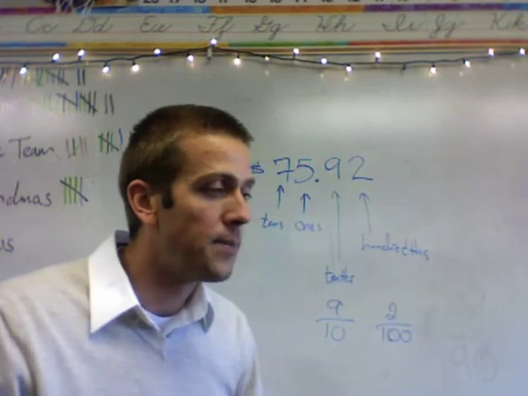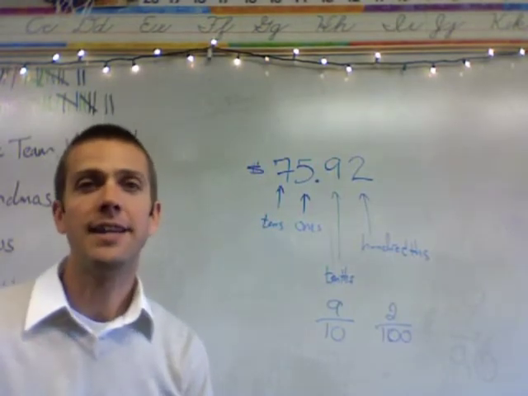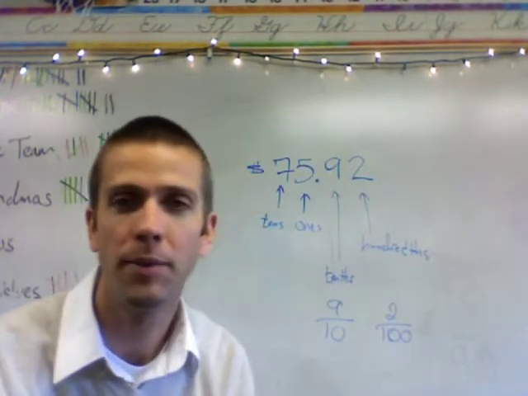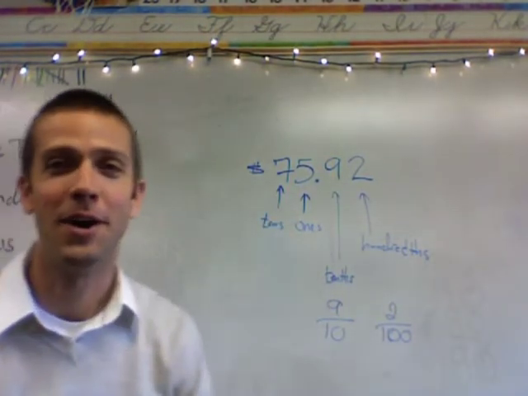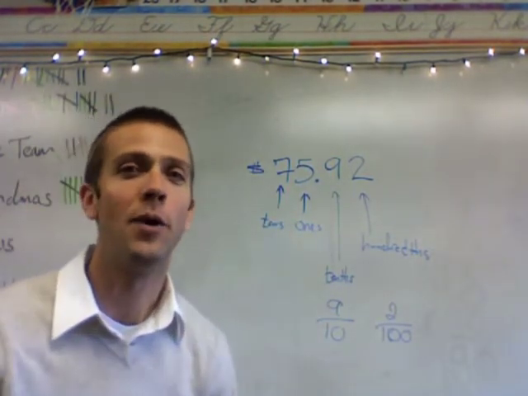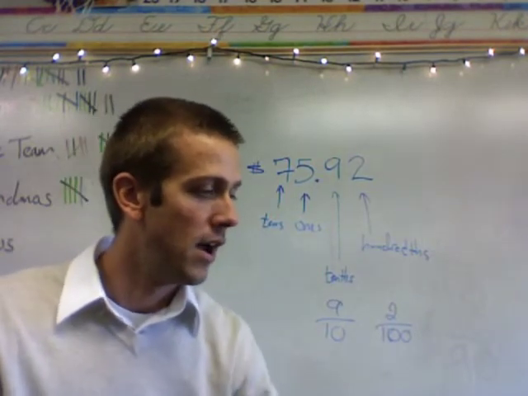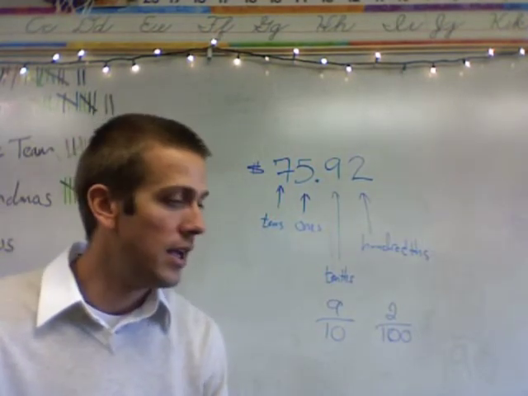All right, number 3, $75.92, and it says to name the place value of the 5. Well, I already have an arrow pointing to the place value of the 5. The 5 is in the ones place, right? All right, let's move on to number 8.